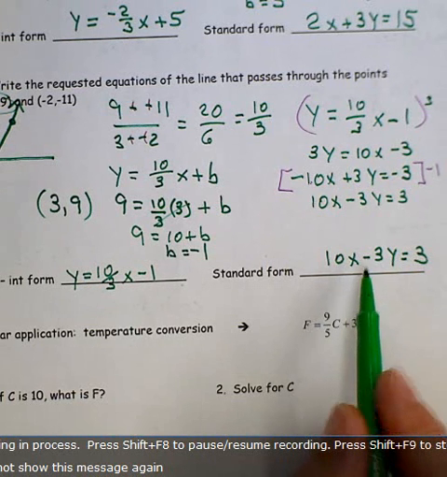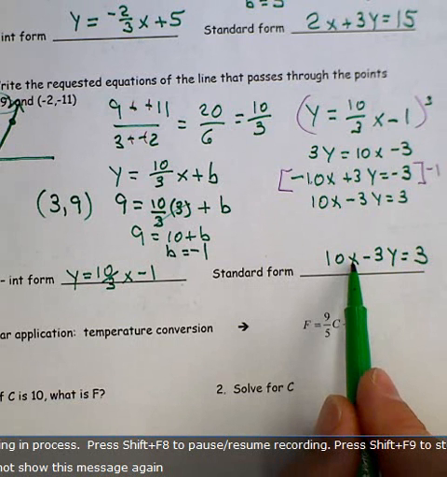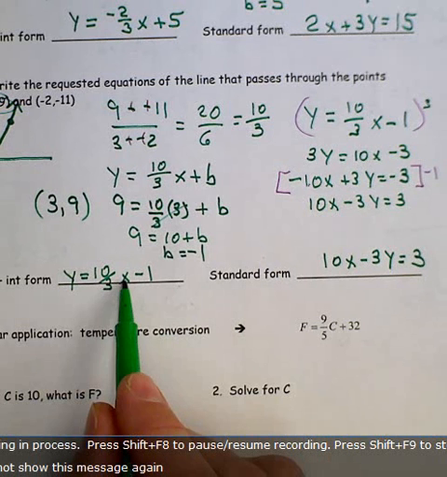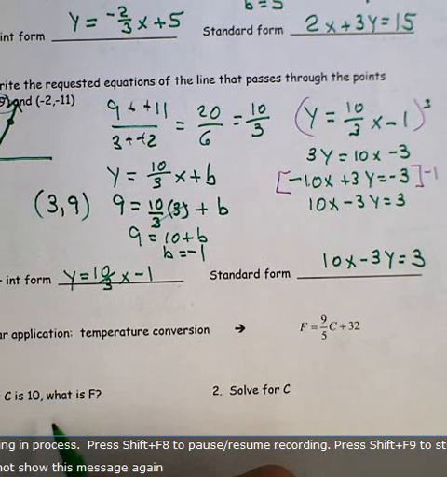If I plug in x equals a number here and find out what y is, it better be exactly the same as plugging a number in here and finding out what y is.